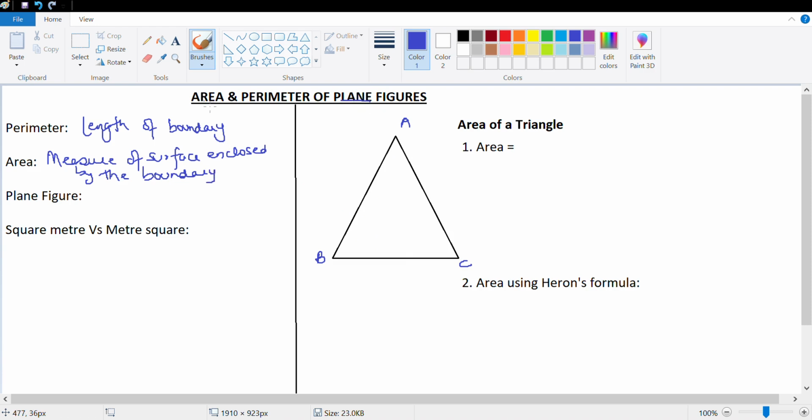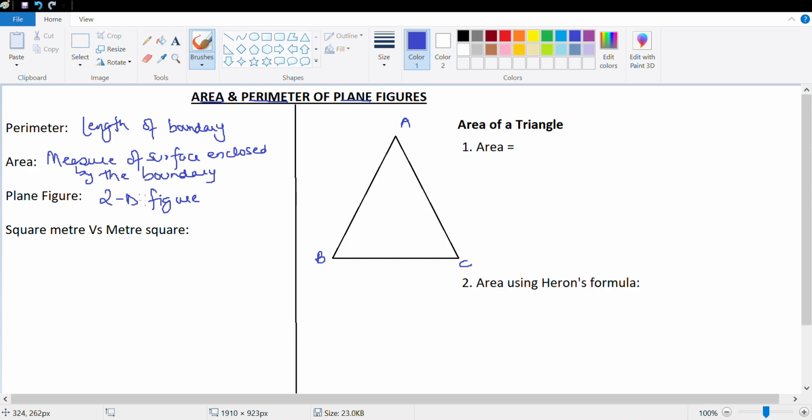So we've talked about area, we've talked about perimeter. What's a plane figure? A plane figure is nothing but a figure which fits in one single plane, which basically means it's a 2D figure. There is no third dimension to it. So all these figures like triangle, quadrilateral that we've done, square, rectangle, rhombus, pentagon, all those are plane figures.